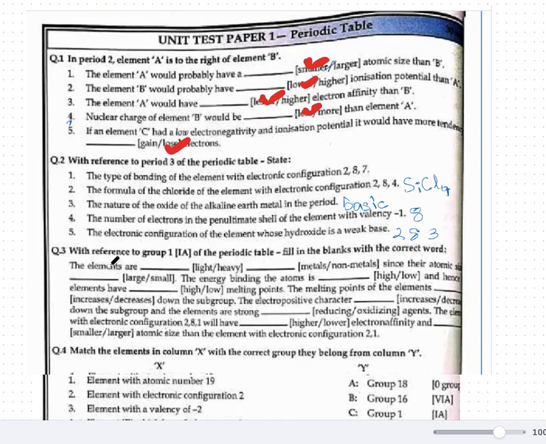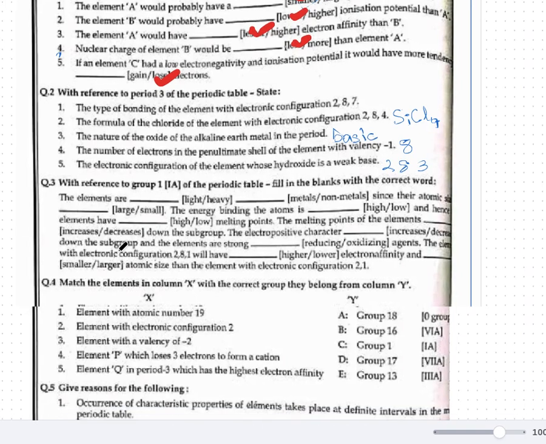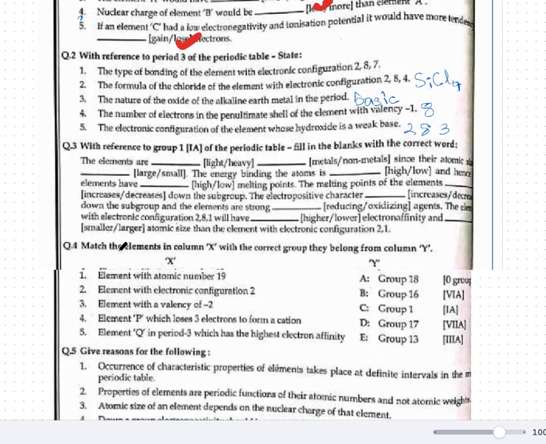With reference to group 1A of the periodic table, fill in the blanks with the correct words, okay. The elements are light or heavy? The elements are light, okay. Are they metals or non-metals? Group 1A definitely metals, okay. To the left of the periodic table will always be metals.